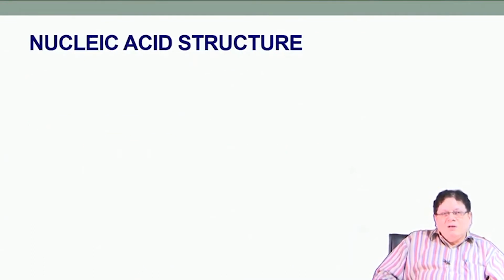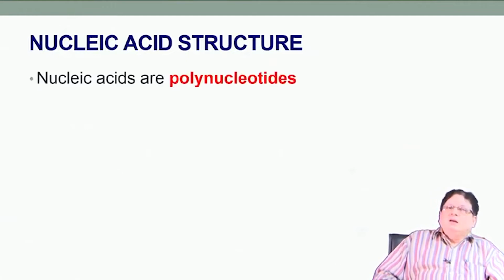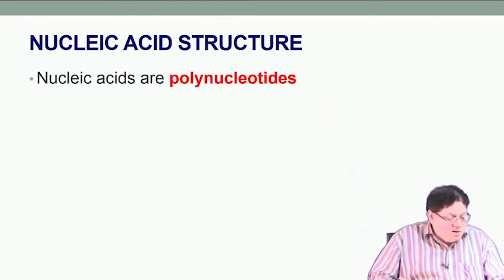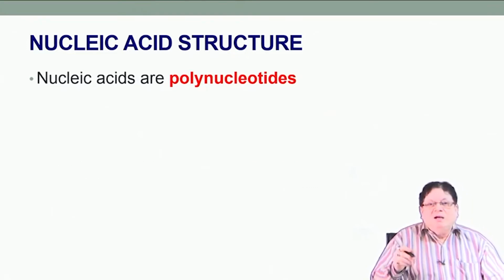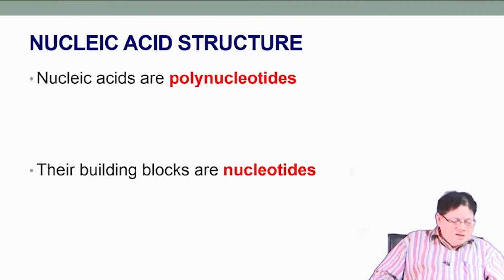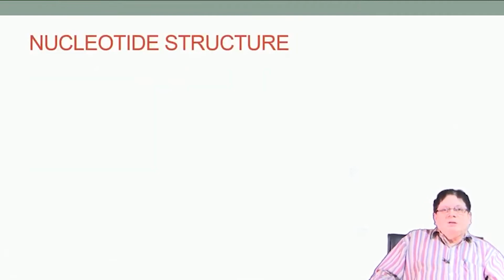Now, the nucleic acid, as I told you, there are two types, but they are polymers. They are polymers of what are called polynucleotides. That means their monomer is the nucleotide, and the nucleotides are joined together, that is their building blocks. The building blocks are the nucleotides, and they are joined one after another and then form what are called polynucleotides, and that is what the nucleic acids are.